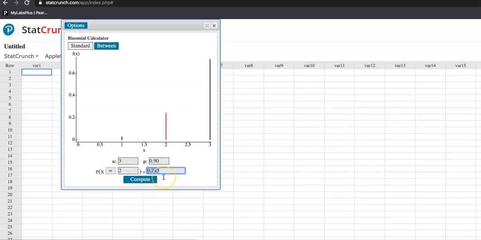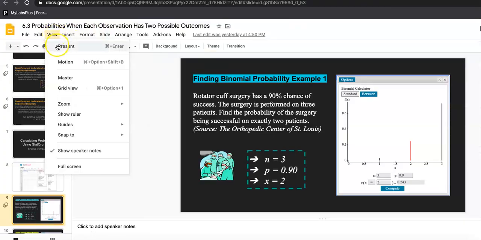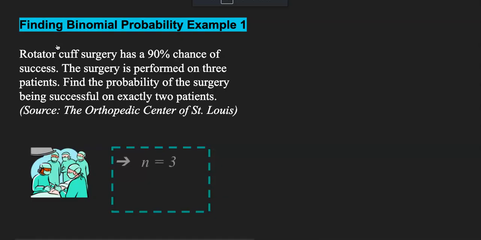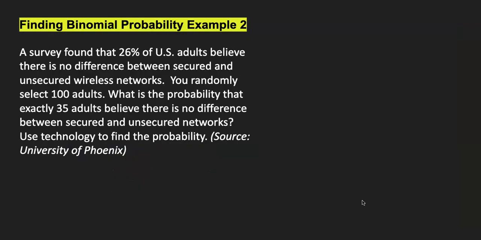The answer is 0.243. You can use this binomial calculator. There is a formula that you can use by hand if you want to, but this is one method and it works great for us. We are allowed to use this. So that's the answer, and I took a screenshot of that over here. I identified my n, p, and what x is. Notice x is exactly equal to 2, so I said x equals 2 over here. The answer is 0.243.